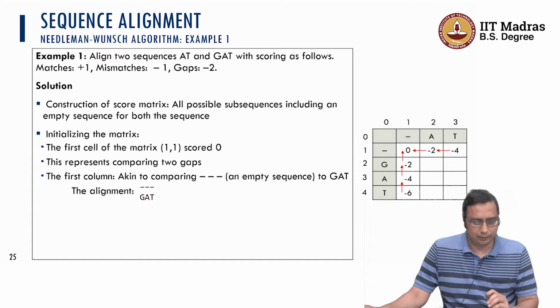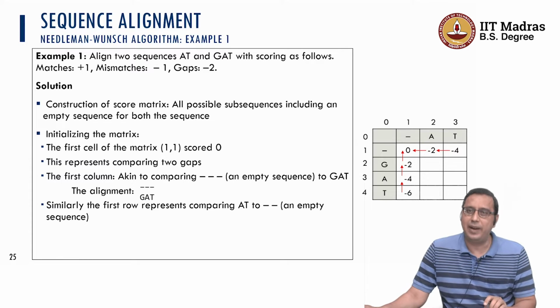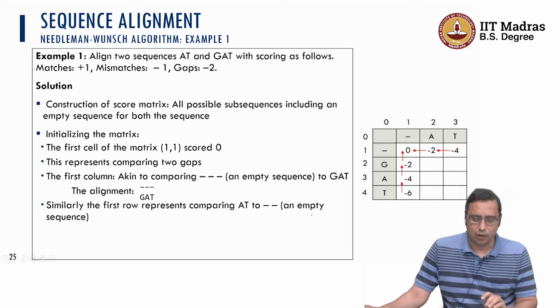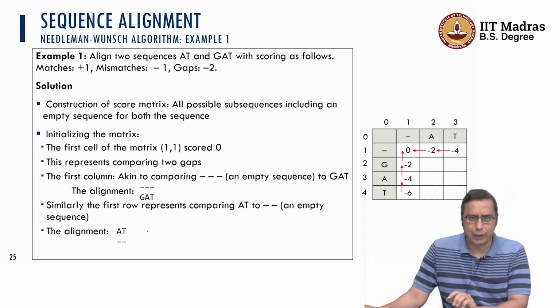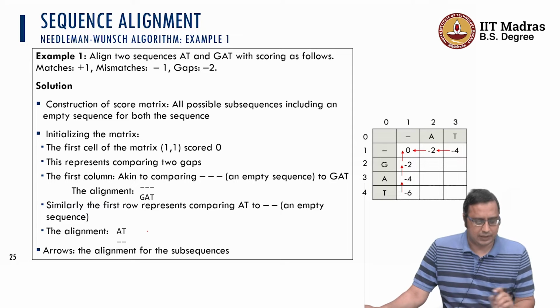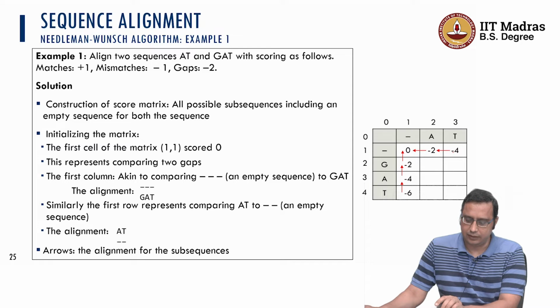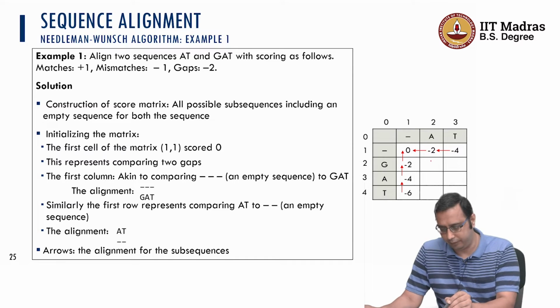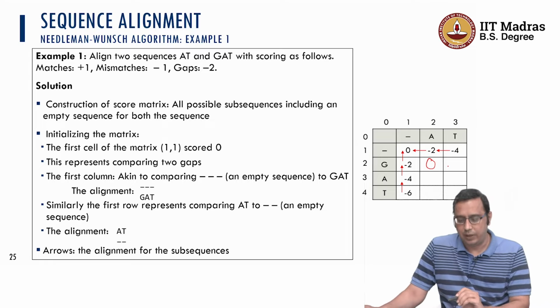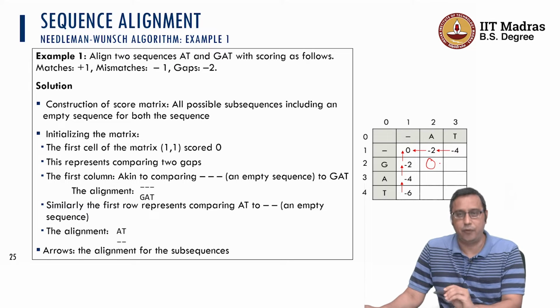Similarly, when I move towards the first row, I am comparing AT with empty sequences, or aligning with the gaps, and the alignment looks like AT. As I told you earlier, arrows basically talk about alignment for the subsequences. In other words, an arrow indicates that this particular score has come from this particular cell. When we go and compute this particular element here, you will realize that we have three options. The score can be computed from here, from here, and from here.